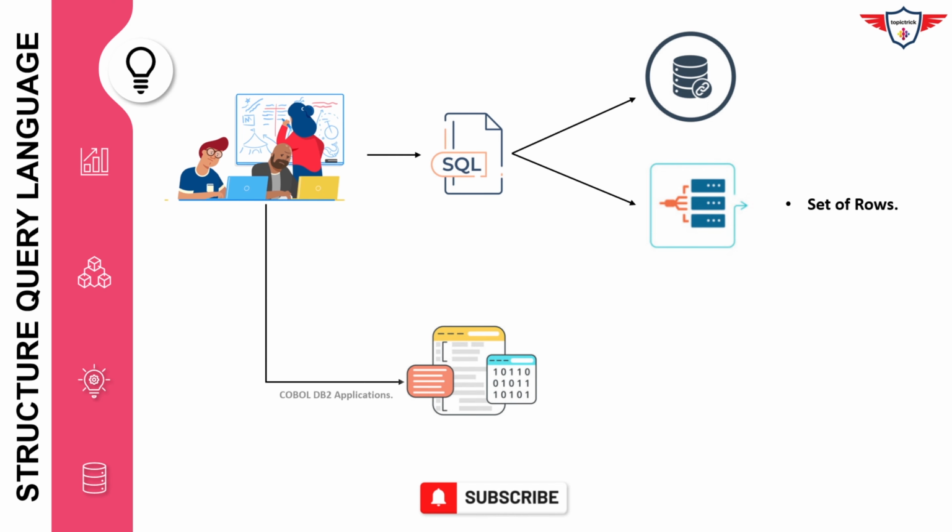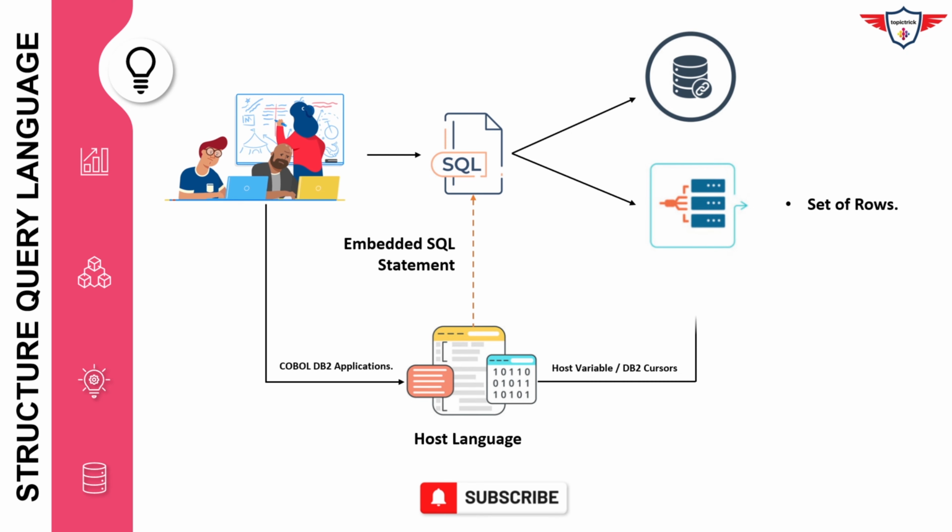In this example, I'm using COBOL as a host language, and the COBOL program is interacting with the DB2 database with the help of SQL statements. And as you know, host languages can process one record at a time. They are not designed to process multiple records in a single request. So you need a special mechanism such as DB2 cursors to process the set of rows which is returned by an SQL statement. Now let's focus on SQL statement types.